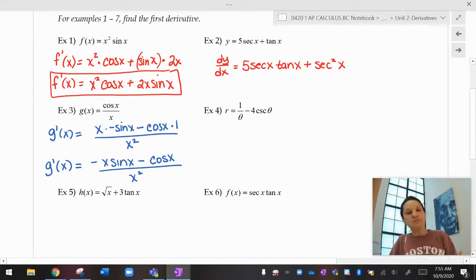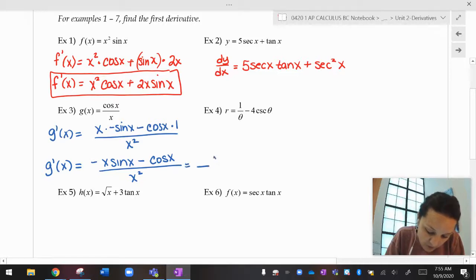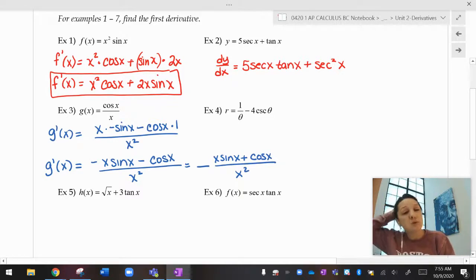Okay. Fun fact, because mathematicians like to deal with as few negatives as possible, you will often see us pull this negative out in front of the entire fraction and write it as x sine x plus cosine x all over x squared. Each of those is equivalent. Or pull the negative down to the x squared. That happens sometimes too.